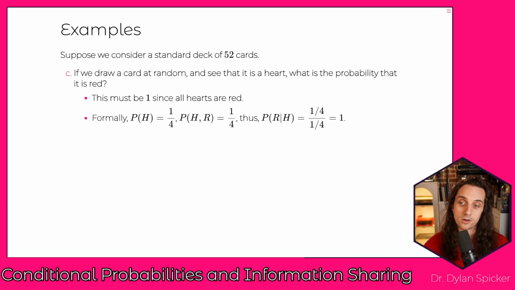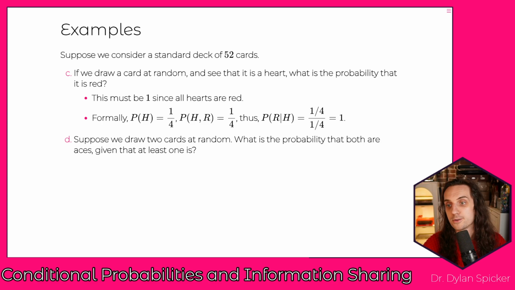But if we wanted to do that formally, the probability that it's a heart is 1 in 4. The probability that it's a heart and it's red is also 1 in 4. And so the ratio of those gives us a 1. Now suppose that we draw 2 cards at random. What is the probability that they are both aces given that at least one of them is an ace?